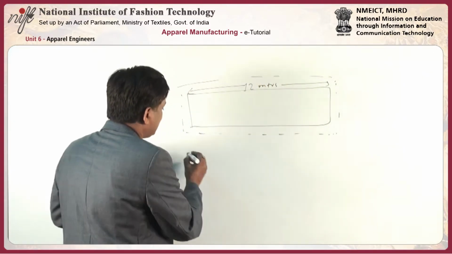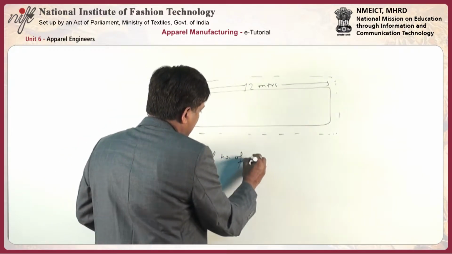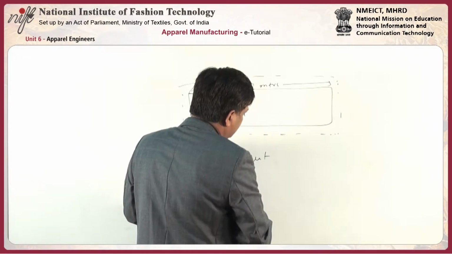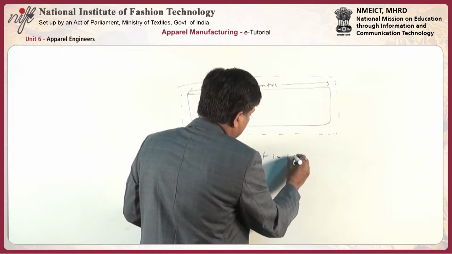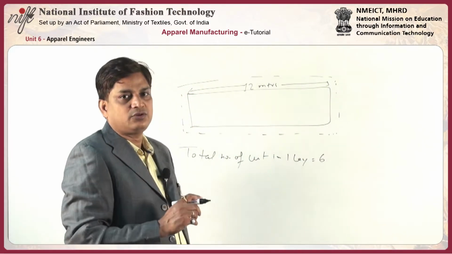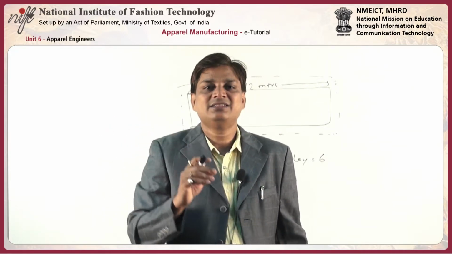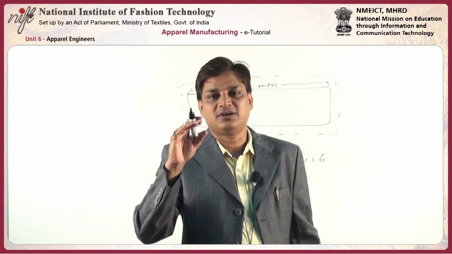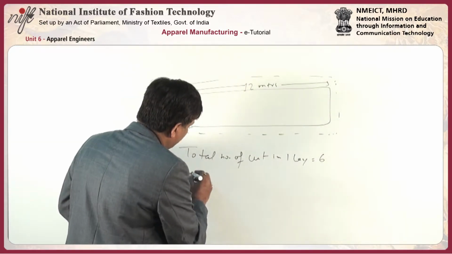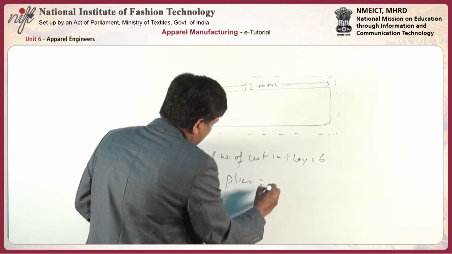So the total number of cuts we are going to do in one lay is basically 6. The number of garments we are going to cut in one lay is basically the 6 ways. Now the number of plies: deciding the number of plies.